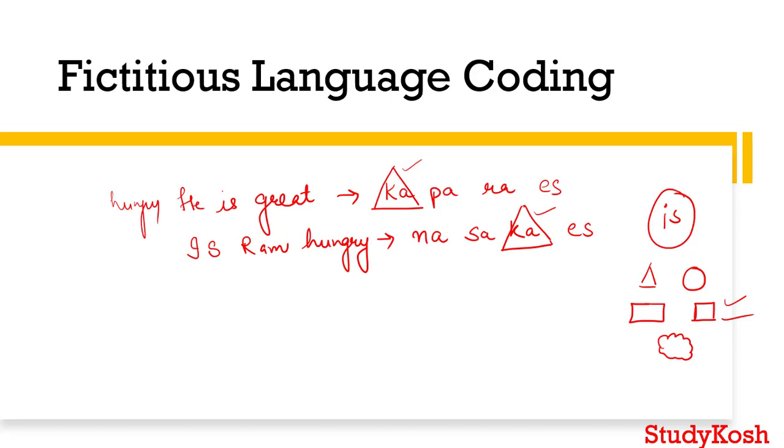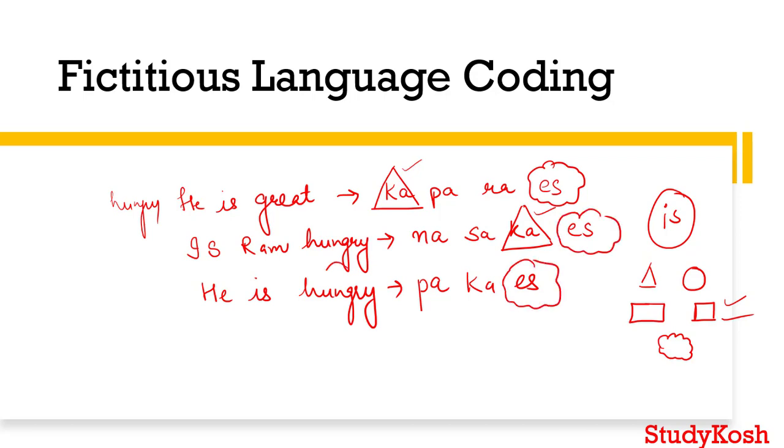There is one more sentence, let's say "he is hungry", and for that the code is, let's say, PA KA ES. So for "hungry", if I want to find out the code, then we'll check in all the three sentences. So ES is here, ES is there, ES is here. For "hungry", the code is ES. So we can differentiate like this.